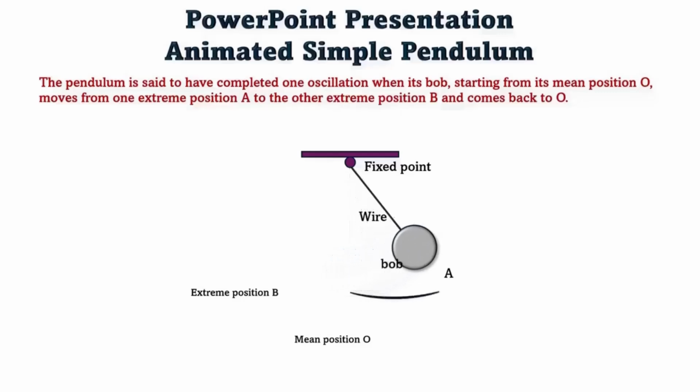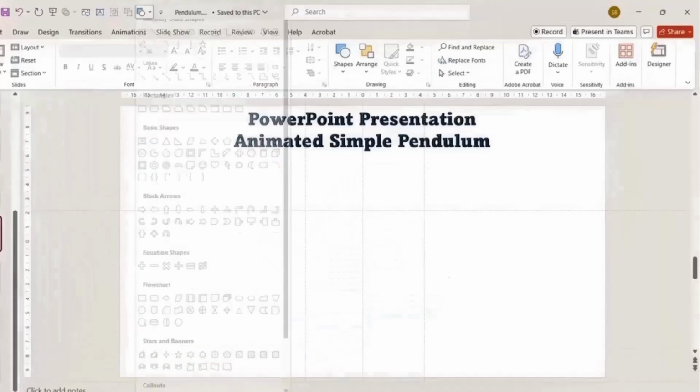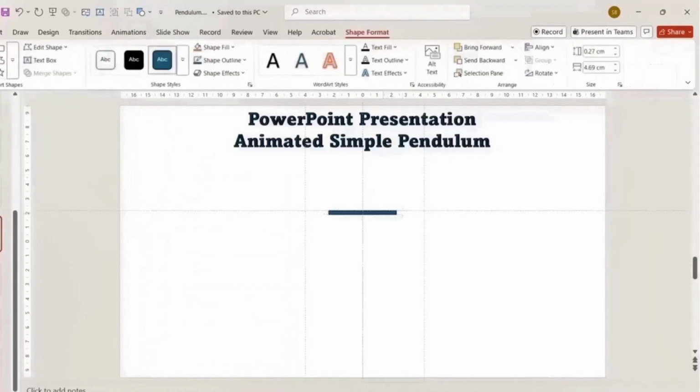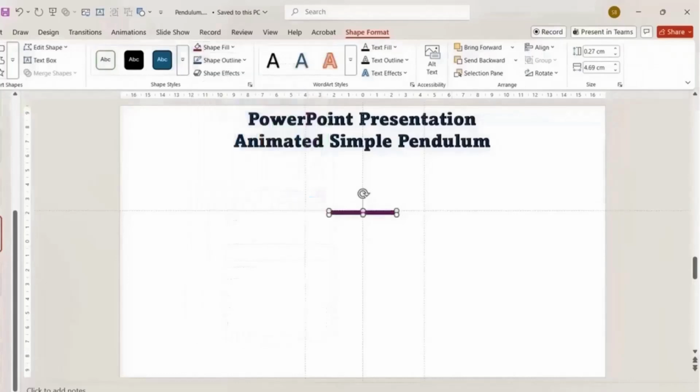In this video, we will create and animate a simple pendulum using PowerPoint. Let's begin by creating the fixed point of the pendulum using a rectangle and a circle. From the shapes gallery, select both shapes, draw the rectangle and circle, fill it with color and arrange them together to form the fixed point of the simple pendulum.